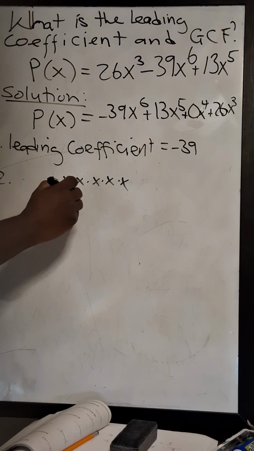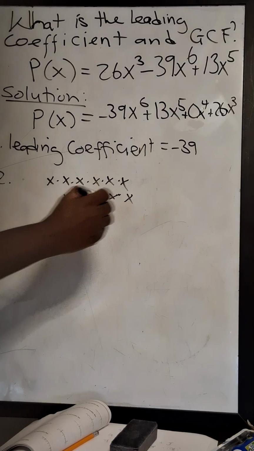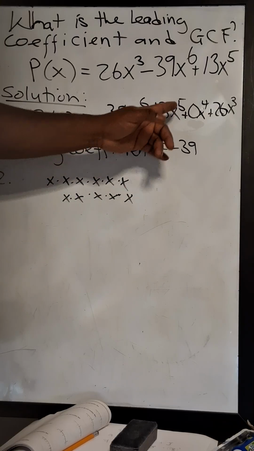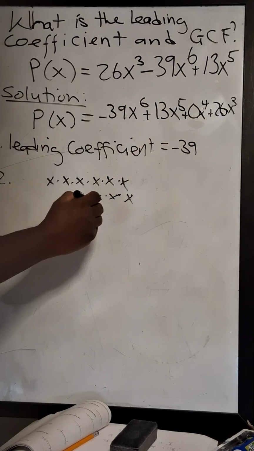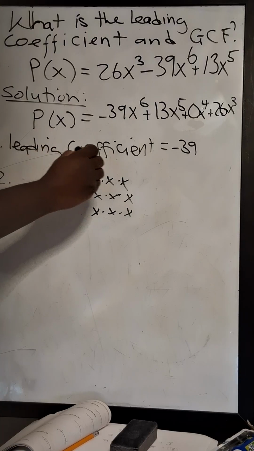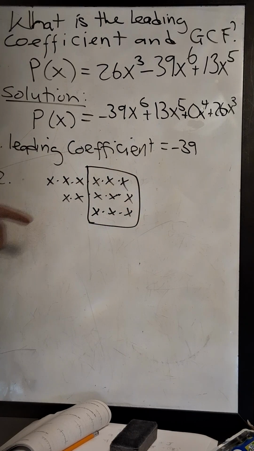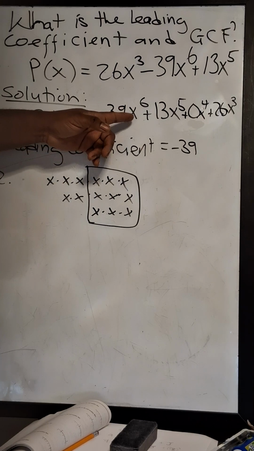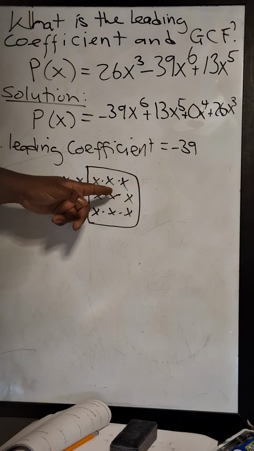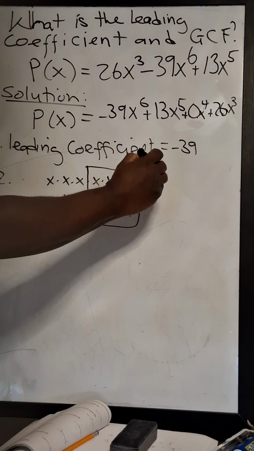So I have x to the 5th power. Okay, 1, 2, 3, 4, 5. That's your x to the 5th power. And then we have x cubed. X times x times x. So you see that all of them have what? X cubed. Okay. So for the x with the powers, the GCF for x only is x cubed.